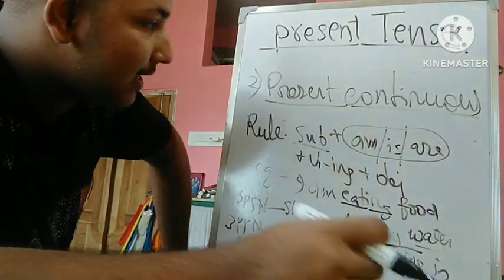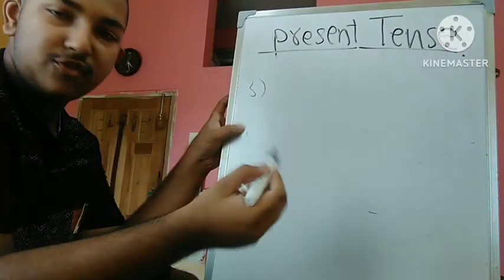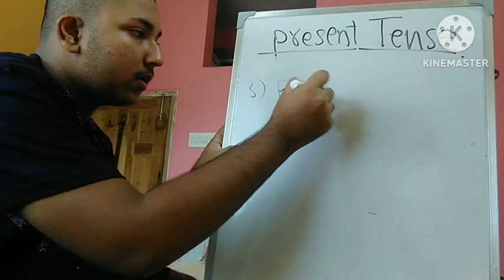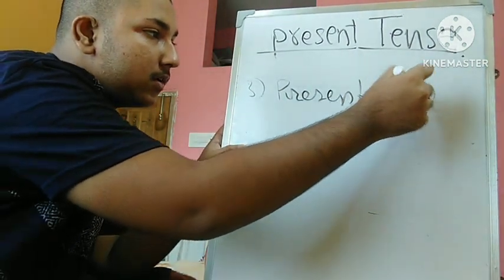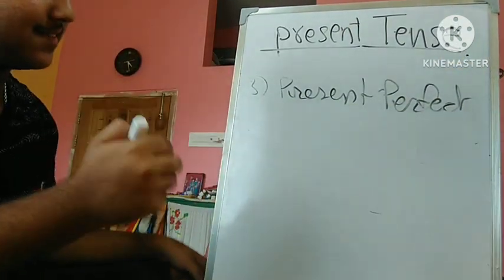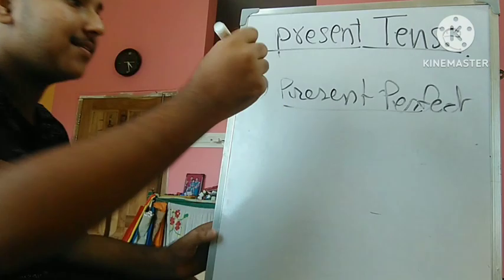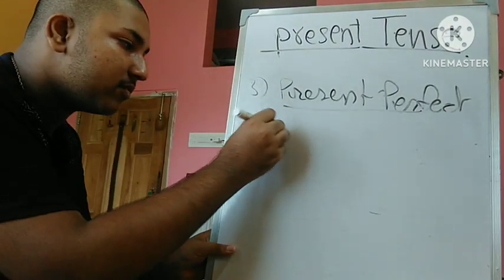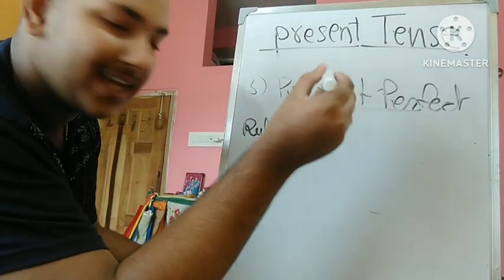Let's move into the next part. So next we have present perfect. Present perfect tense. What is present perfect tense? I have already told you. Now let's jump into the rule of present perfect tense. What is the rule of present perfect tense?